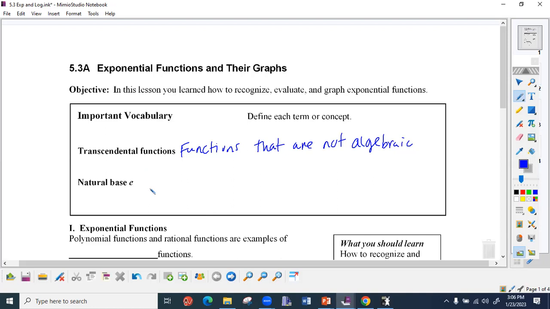Natural base e represents an irrational number. Can anyone tell me another number or symbol that represents a number? Pi. Okay. The value of e is approximately 2.718. So when you see e, you treat it just like a number. It can be added, subtracted, multiplied, or divided, because it is a number, an irrational number, but a number nonetheless.